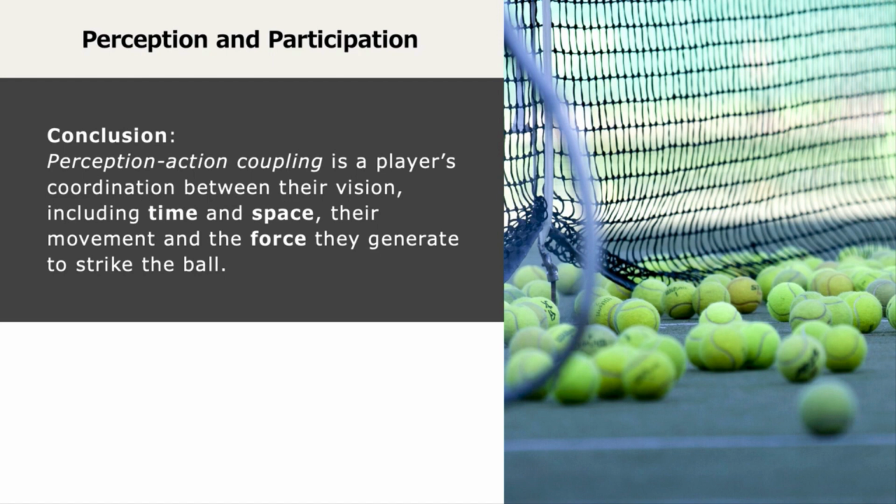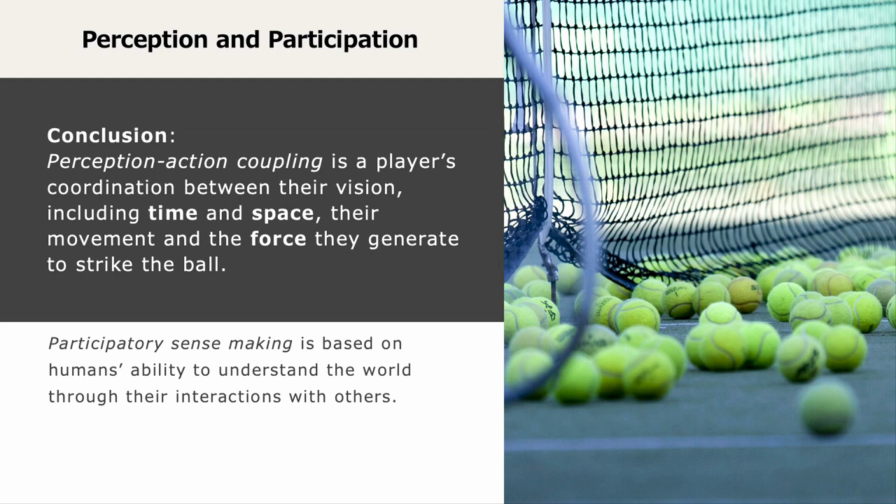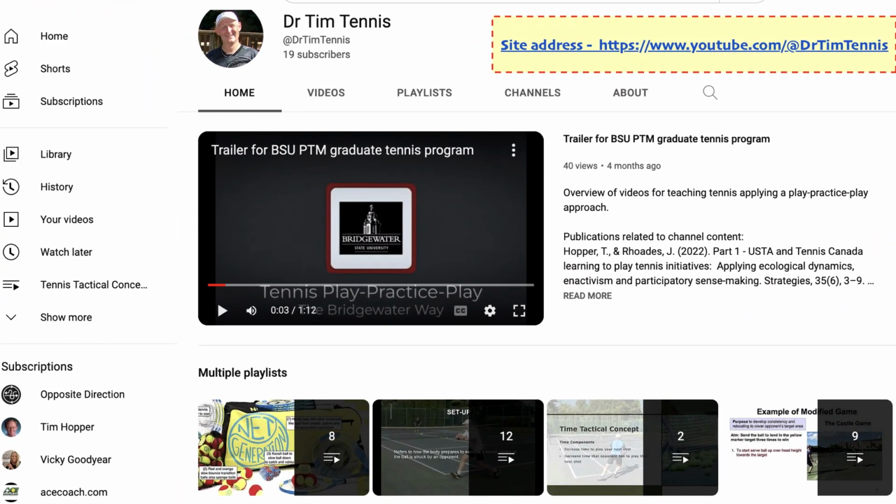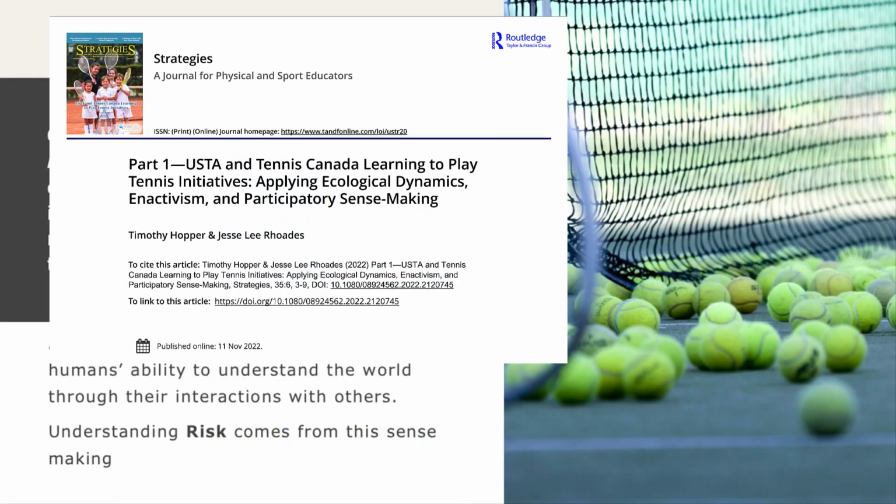The concept you've seen in other videos in our playlist talk about in motor learning is perception action coupling, and its ability of the players to coordinate their vision, and that includes the anticipation of time and space of the ball coming, their movement and the force that they can generate when they strike the ball, and how they combine those things becomes a critical aspect of their play. And then this participatory sense-making process only happens when you play with others, and therefore by playing with others you start to understand where's the risk in your game against theirs, how can you gain an advantage, and it's only through playing games that you really make sense of how to understand these tactical concepts.